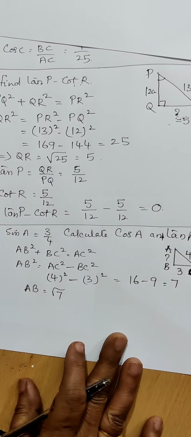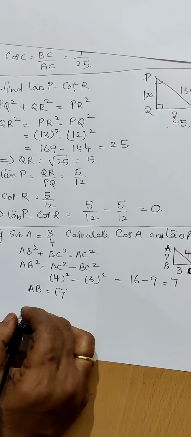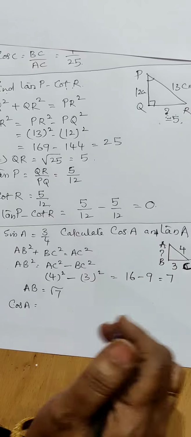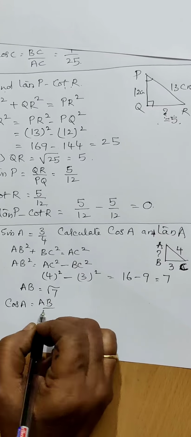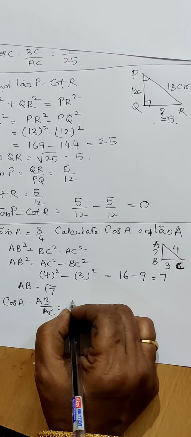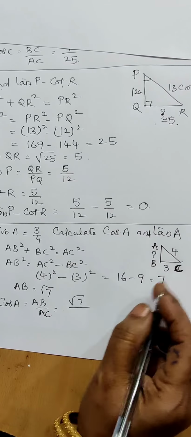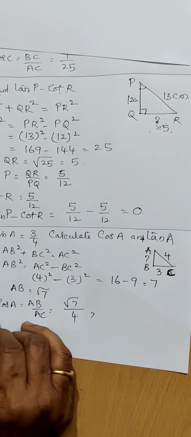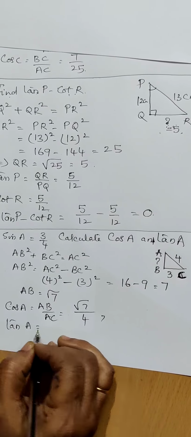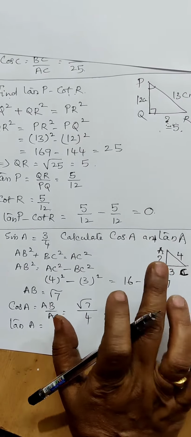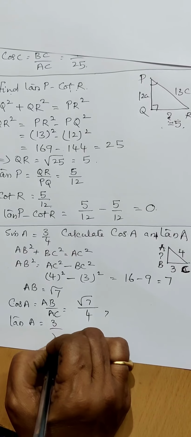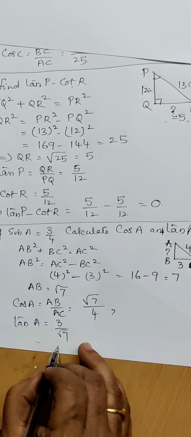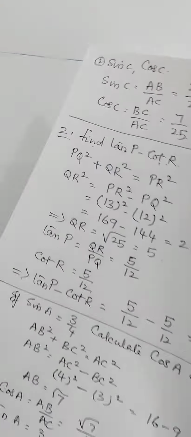AB is root 7. Now what is cos A? Cos A means AB by AC. AB by AC means root 7 by 4. Next, tan A. What is tan A? Tan A is equal to opposite by adjacent, 3 by root 7. So in this way you must work out using Pythagoras theorem.